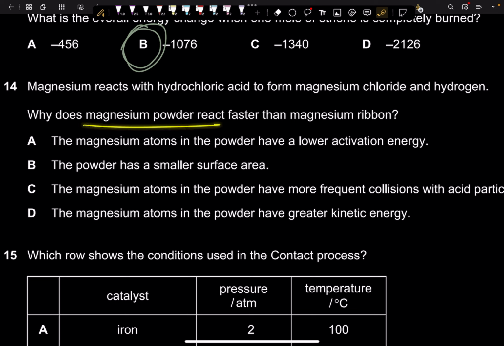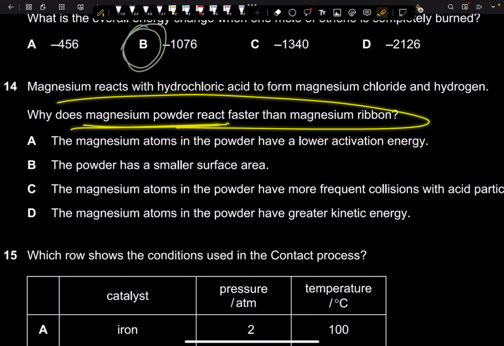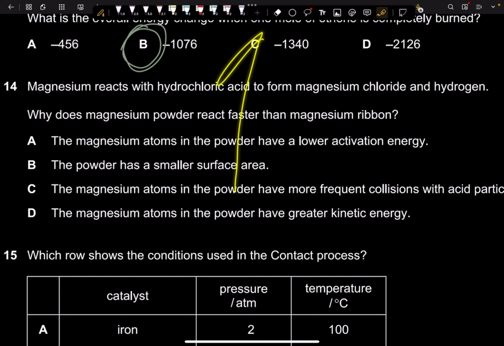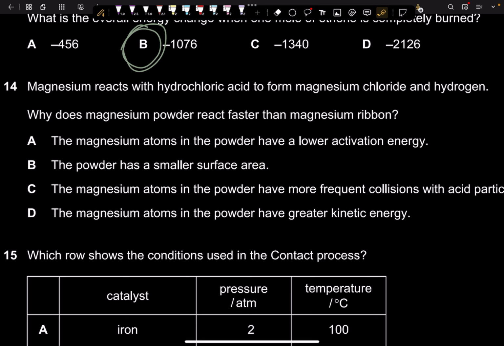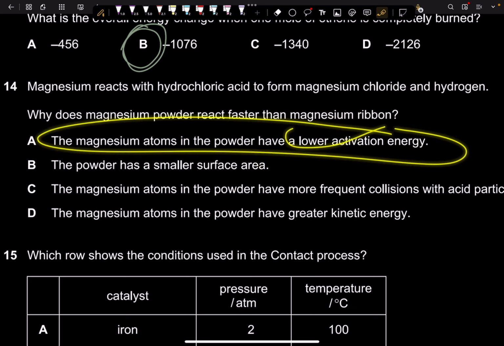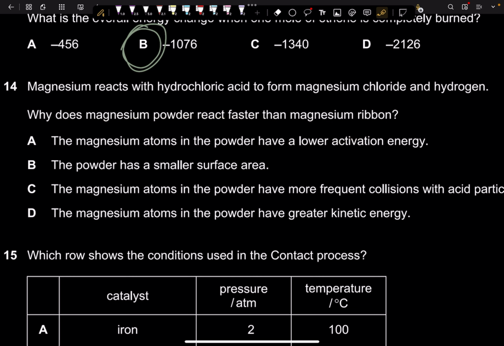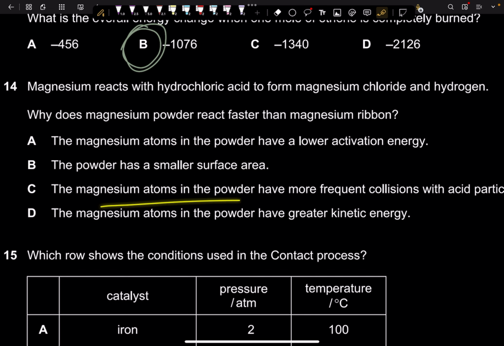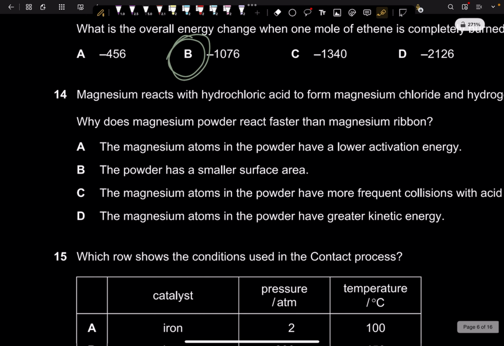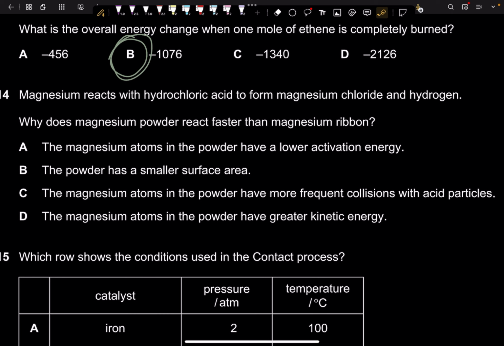Why does magnesium powder react faster than magnesium ribbon? Because magnesium powder has a greater surface area, ठीक है? More surface area. The magnesium atoms in powder have a lower, no, activation energy is not affected by this powder or metal thing, ठीक है? Powder has smaller surface area, not smaller, it is larger surface area. Magnesium atoms in the powder have more frequent collisions with acid particles. That's true. When you have more surface area, you have more frequent collisions, and that increases your rate.